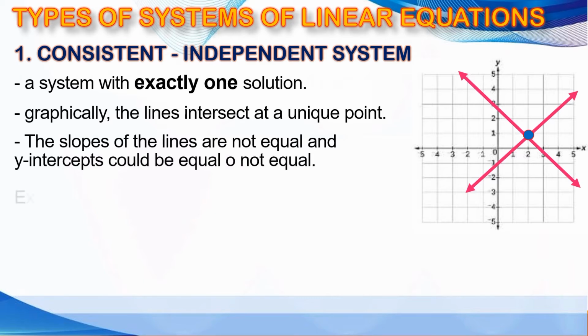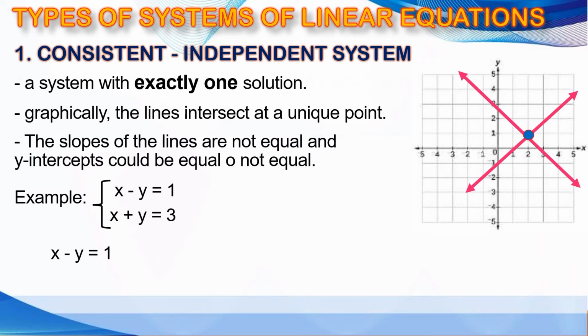Say for example, we have the system of equations x minus y equals 1 and x plus y equals 3. We're going to check on the slopes and y-intercepts of the given equations. The first equation is x minus y equals 1. Rewriting this in slope-intercept form, we have x minus 1 equals y, so y equals x minus 1 by the commutative property. The slope here is 1 and the y-intercept is equal to negative 1.